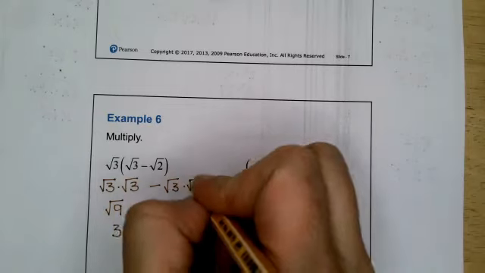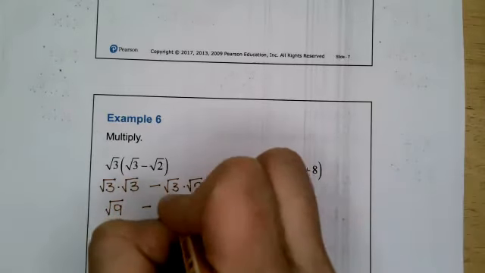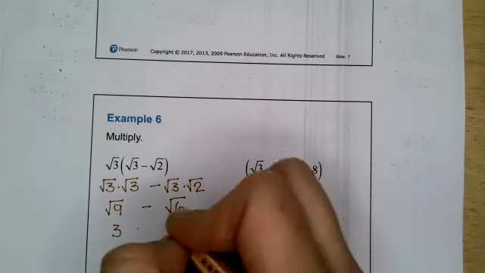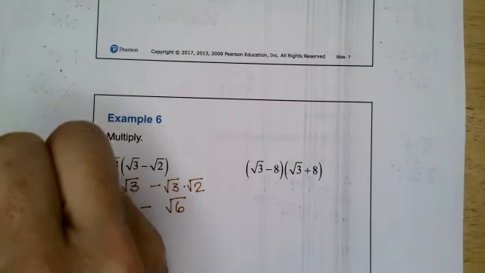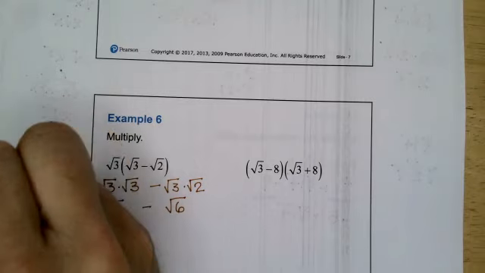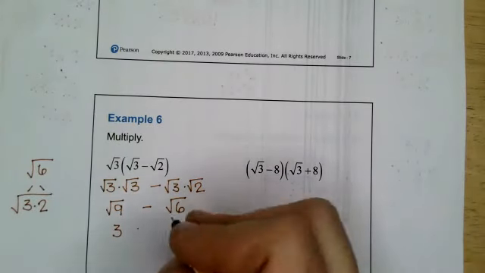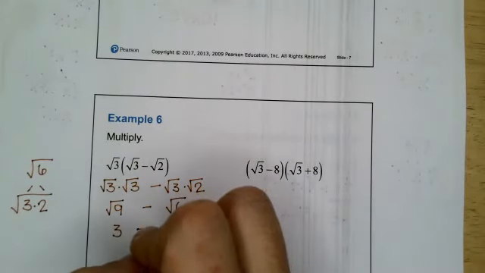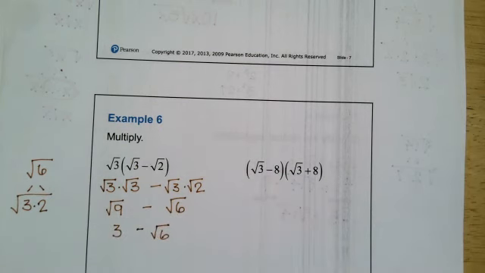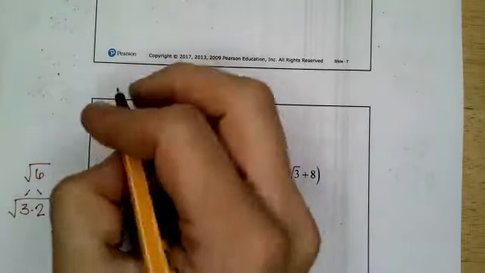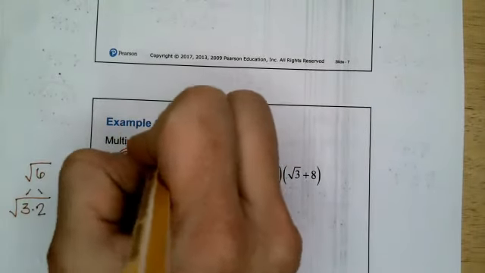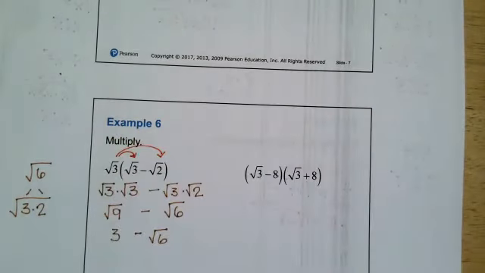Minus 3 times 2, so that's just the square root of 6, right? 6 is in its simplest form because it can only be divided into 3 times 2, and neither of those are perfect squares. So we just have 3 minus the square root of 6 as our answer. We distributed the square root of 3, and then we simplified if possible. It was not possible to simplify the 6. It was possible to simplify the 9.